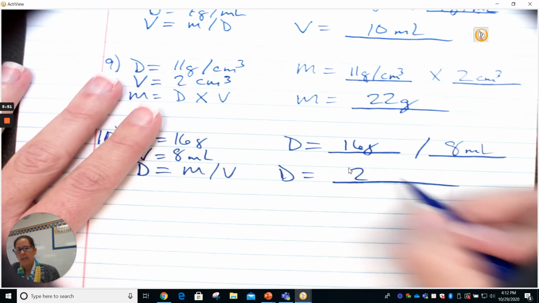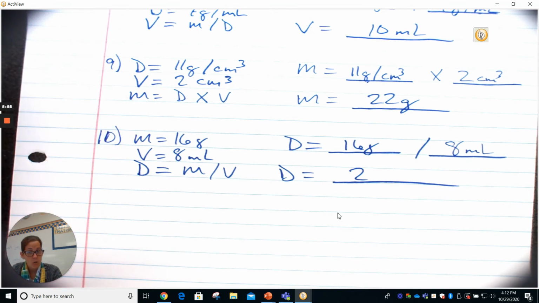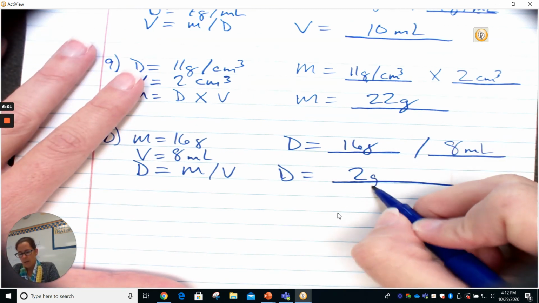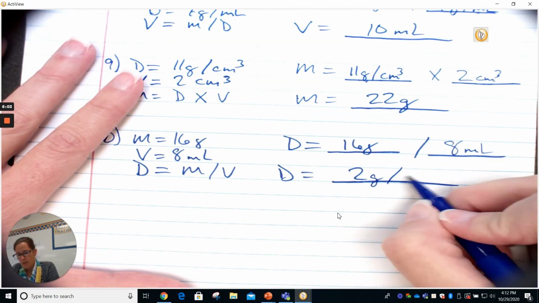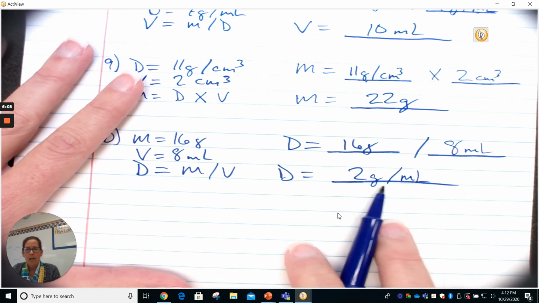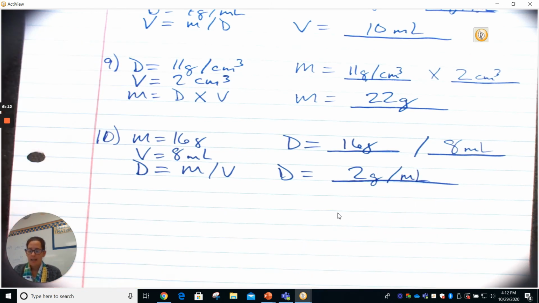So we'll put the 2 right here, and what will we have for our units? Remember, units are super important in science class. This isn't just math class. We've got to know what on earth we're talking about. So we're going to pull grams down. We're going to pull milliliters down. So our answer is density equals 2 grams per milliliter. Okay, that is number 10.